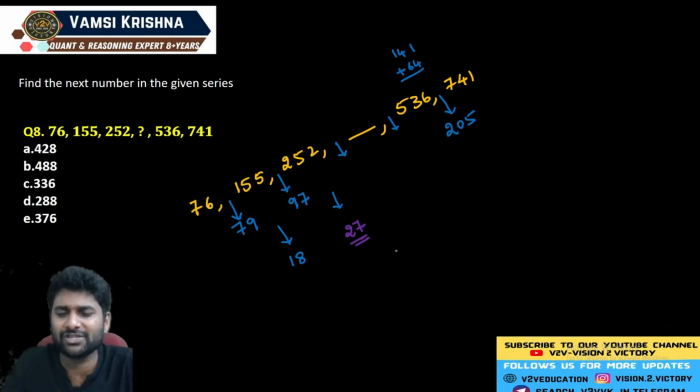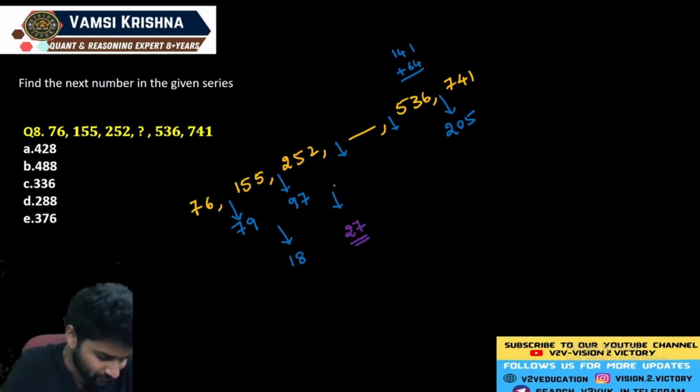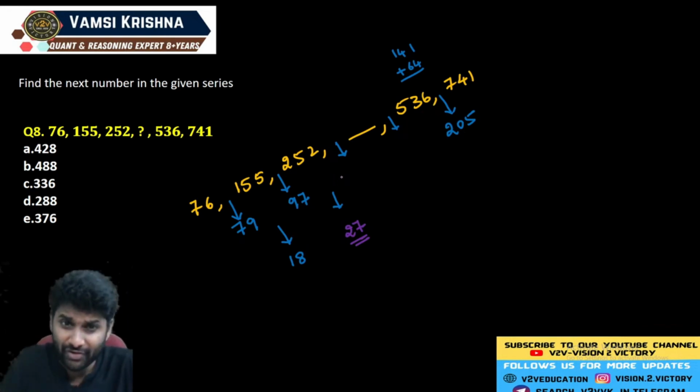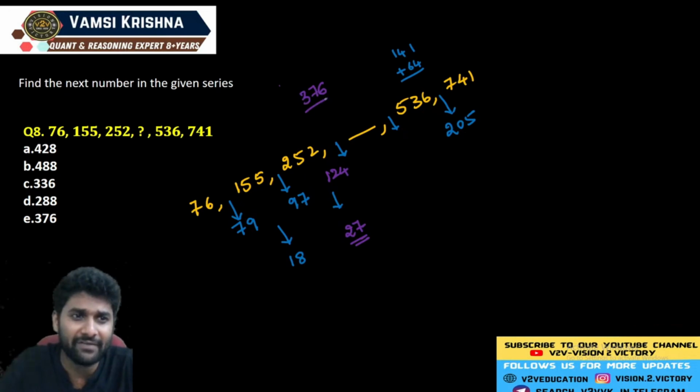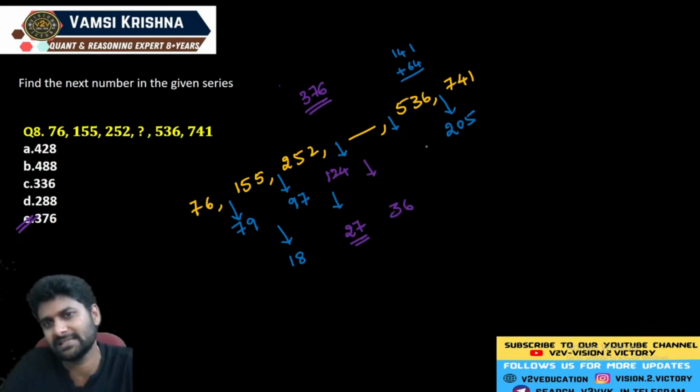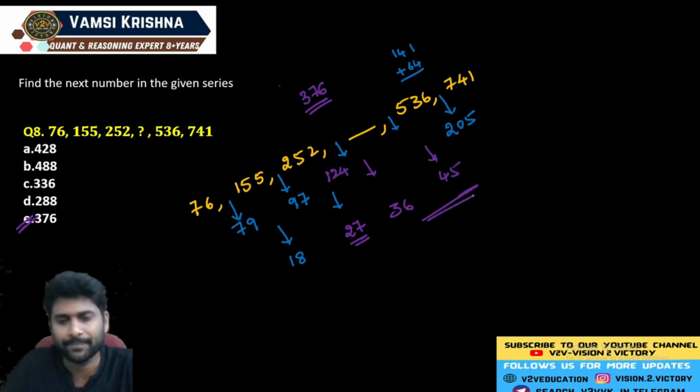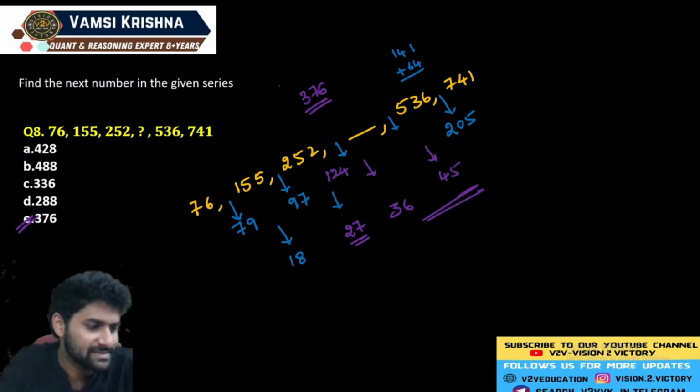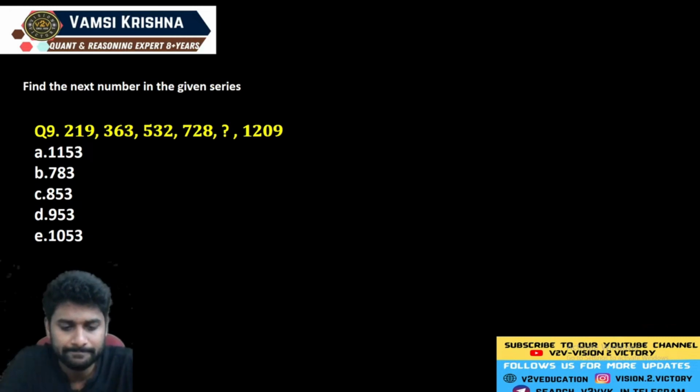If 97 plus 27 here, overall value becomes 124, guys. 124. Check it out whether we'll get this number or not. So 252 plus 124, we have a 376. Yes, we have an option. Guys, definitely next differences must be 18, 27, 36 and 45. The double differences.